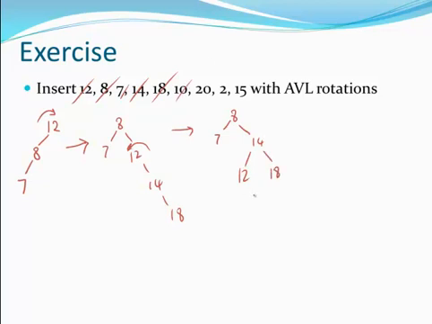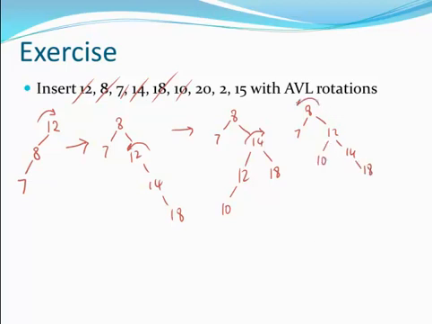Insert 10. 10 would be inserted into here. Now we need to do a balancing act because I think we have 1 and 3. So you need to balance it. In order to balance it, we're going to do double rotations. We're going to do it this way. So we'll get 8, 7, 12, 14, 18, and 10.